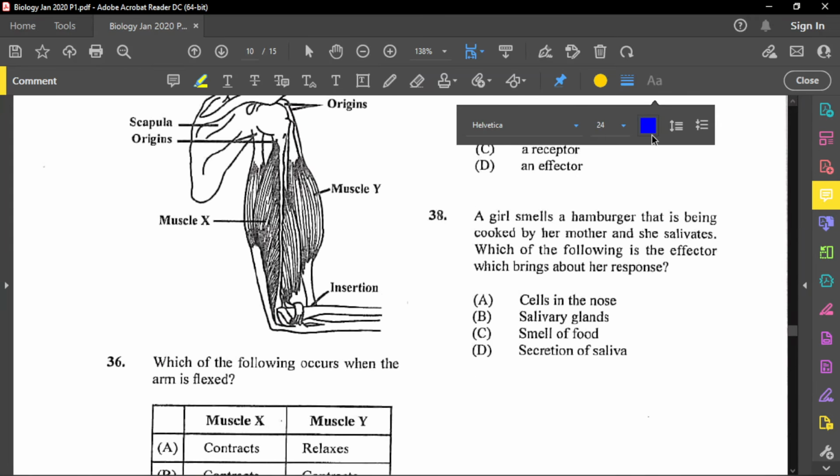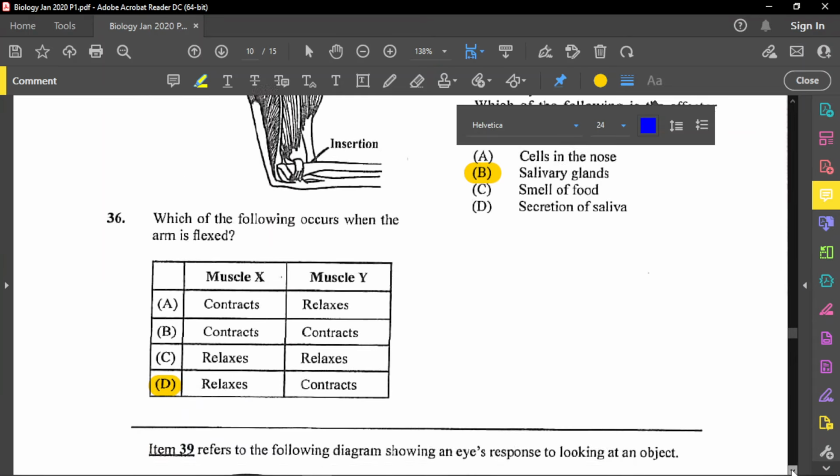For 38, we see a girl smells a hamburger that is being cooked by her mother, and she salivates. Which of the following is the effector which brings about the response? The effector is the last thing. You have a stimulus that is detected from the environment. It travels through your sensory neuron, relay neuron, the motor neuron, then the effector. So the last thing that's affected there is the salivary gland, because the salivary gland will produce the saliva. That's why she salivates. All right. Let's go to the next question. Oh, we answered 36 already.